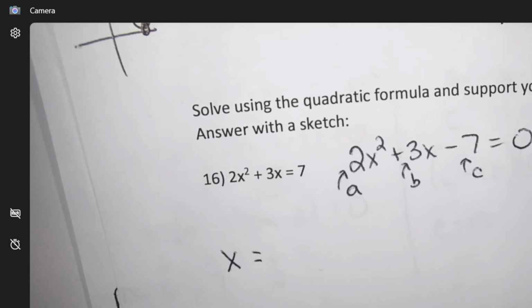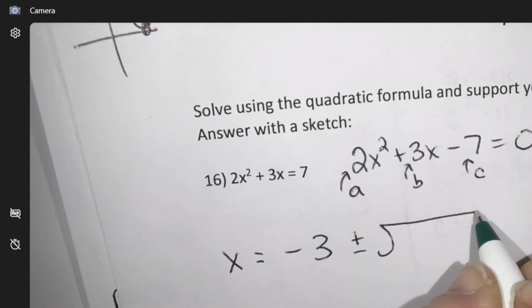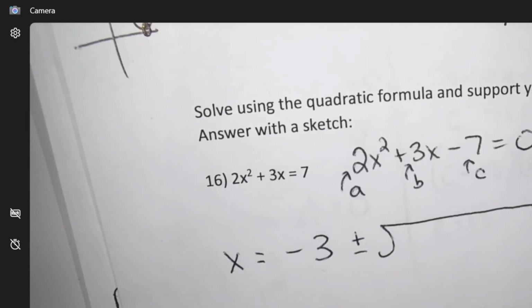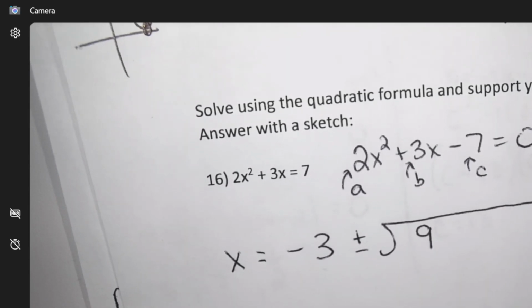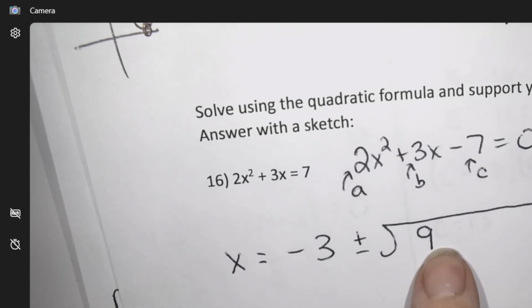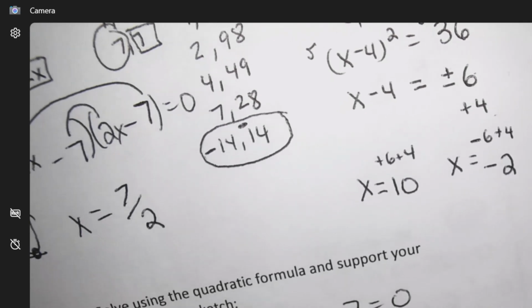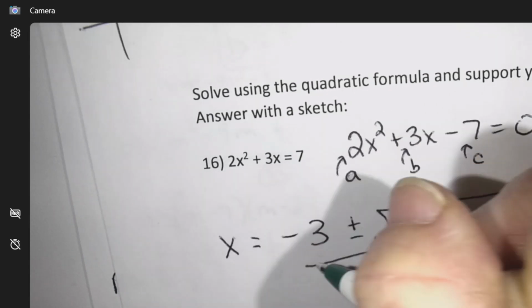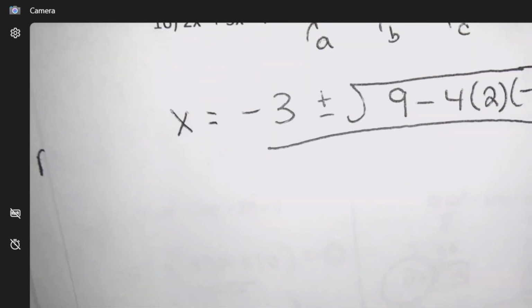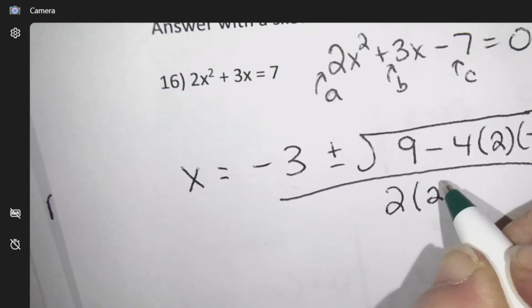Okay, so here I go. Opposite B is -3. Plus minus the square root of the B value squared is going to be a 9. Okay, always put something positive there. Okay, whenever you square something, doesn't matter, that's going to be a positive value. Minus 4 times 2 times -7. All over 2 times a 2.